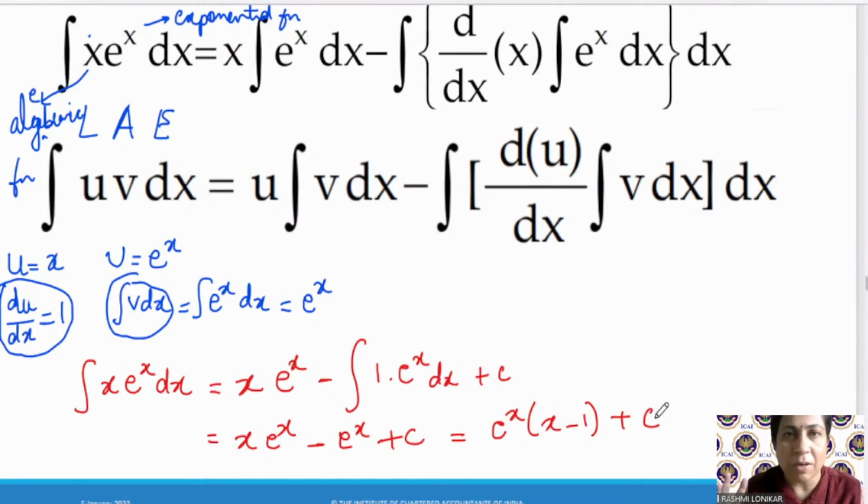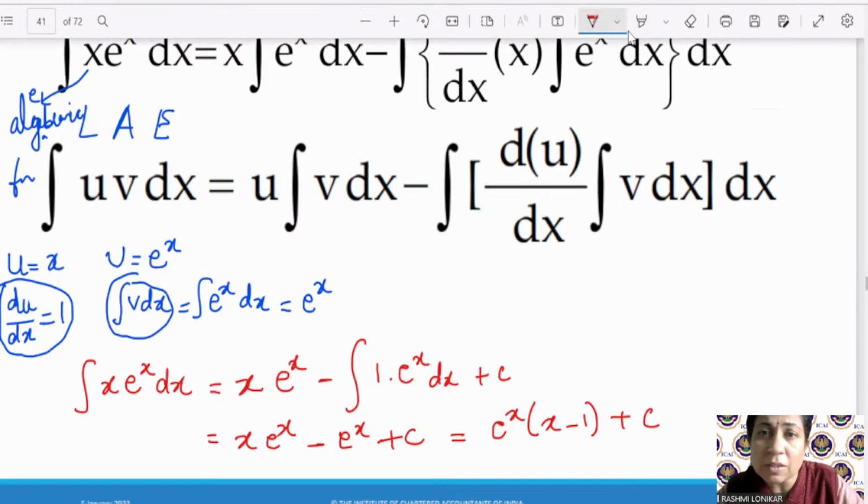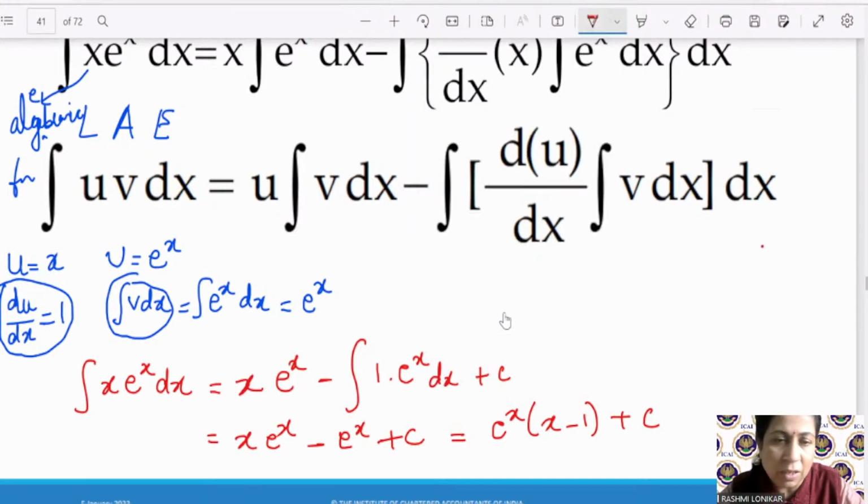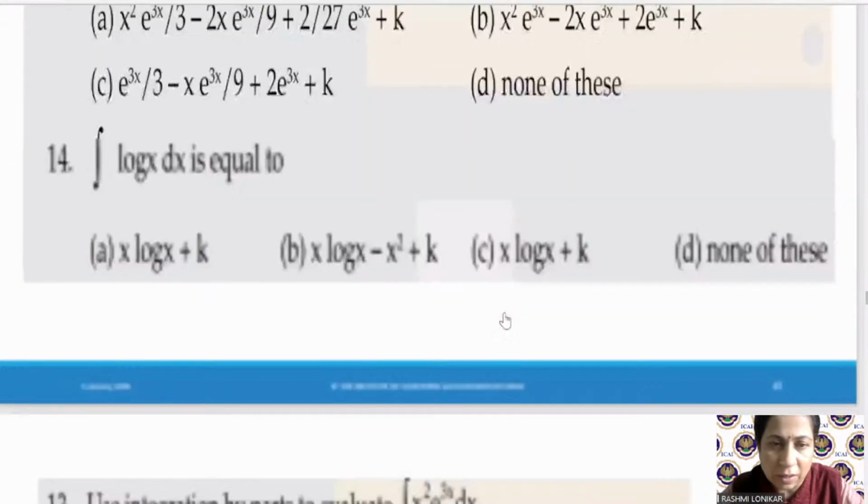Then remember, whenever you are solving integration by parts, find du by dx, find integral v dx, so that there is no confusion. You already find it and then just substitute. Because for this example it was easy, but sometimes you may have signs also. So to be careful, we will be doing it this way. Now let us see this way.